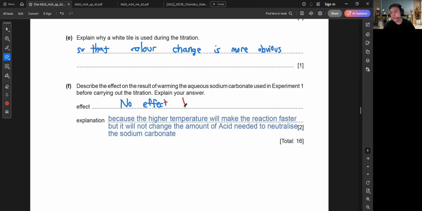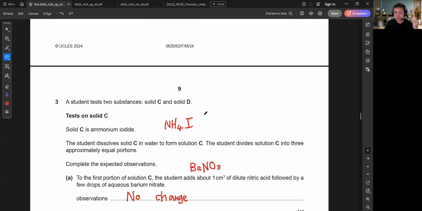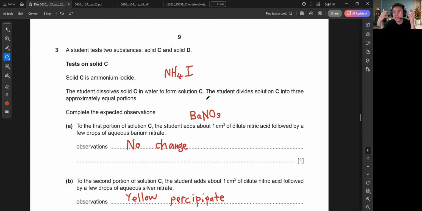Either you write no change or no effect, you get the answer. Why? Exactly what I just said. Because the higher temperature will make the reaction faster, but it will not change the amount needed. All right, so that is the answer. I hope everyone is clear. If not, you need to revise your rate of reaction, or what even is the meaning of the word rate of reaction? Rate means how fast. Especially those that learn physics, you would know.